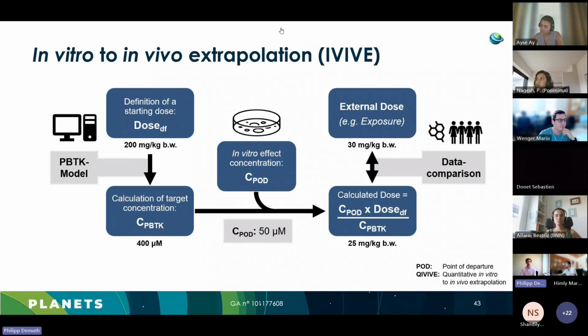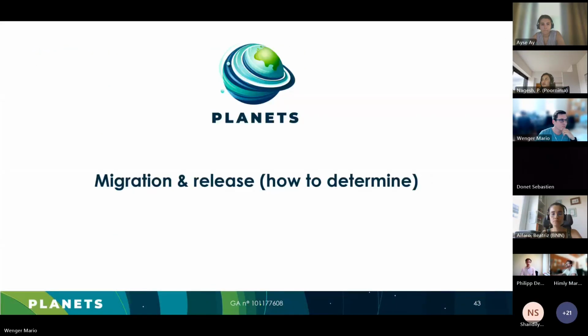This is very insightful. And now we need to see how do we get the doses and can we measure it when we also look at final products. And therefore, I give the word now over to Mario, who will drag us into how to determine migration and release.